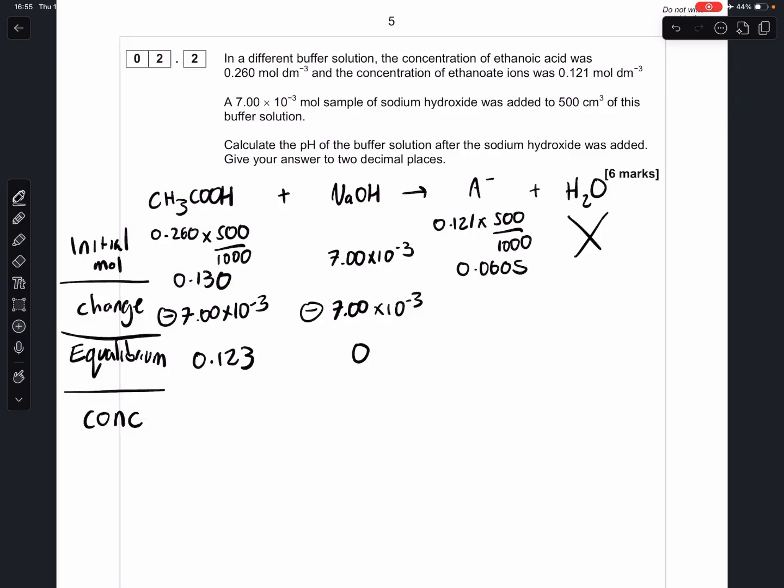There we go. So now we need to find our moles of our A-, or our salt, or our ethanoate ions. So if we've gone down by this much, we're going to go up by the same amount because it's 1 to 1, as we see here. So this is going to go up by 7 times 10 to the negative 3. So that will give us our equilibrium moles of ethanoate ions, which is going to be 0.0675.